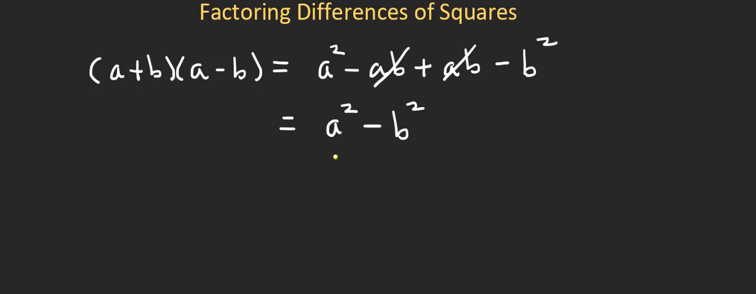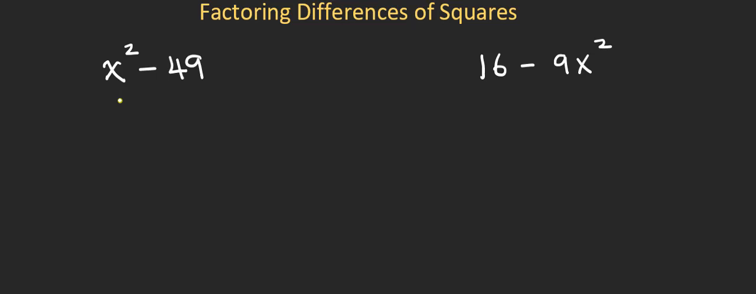So in other words, if we factor a squared minus b squared, we will get a plus b times a minus b. And this is the main concept of factoring differences of squares. Let's take a look at some examples.